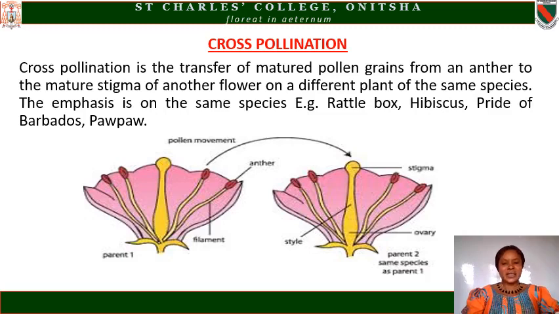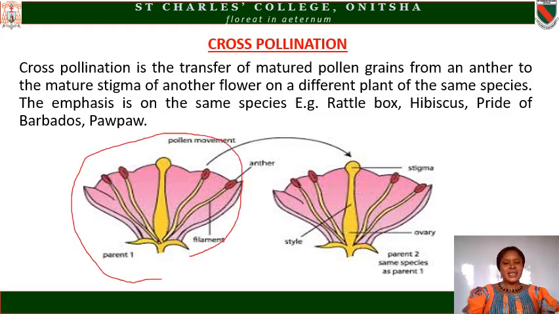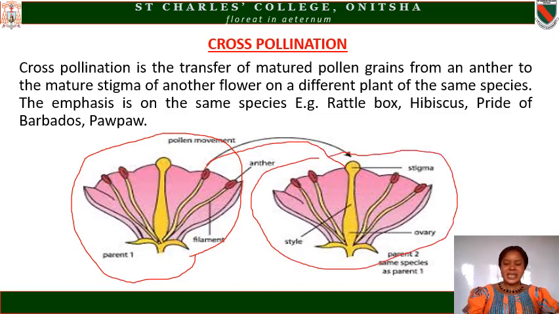Now let's see the structure here. We have 2 plants here, but of the same species. Then do you see the arrow there? It indicates the movement of pollen grains from the anther of a flower to the stigma of another flower of the same species. So in this case, 2 flowers of the same species must be involved. I want you to understand this very well.